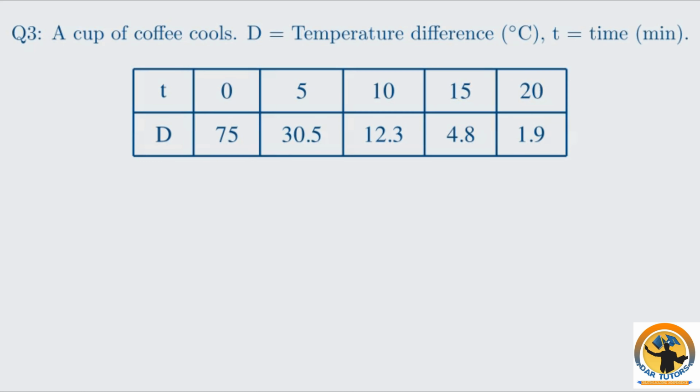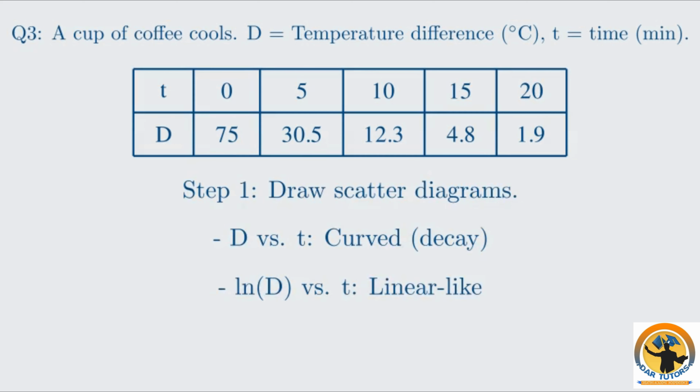Let's follow our three-step process. Step 1. Draw scatter diagrams. Plotting D against t shows a curve that decreases rapidly and then levels off, which is characteristic of exponential decay. The scatter plot of ln D against t appears to be the straightest.